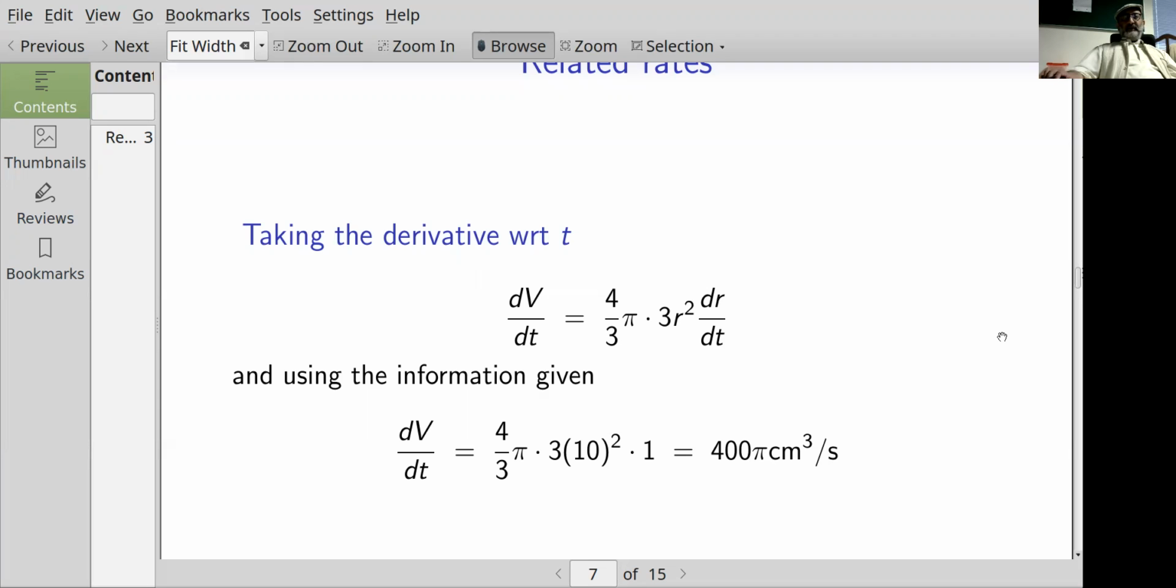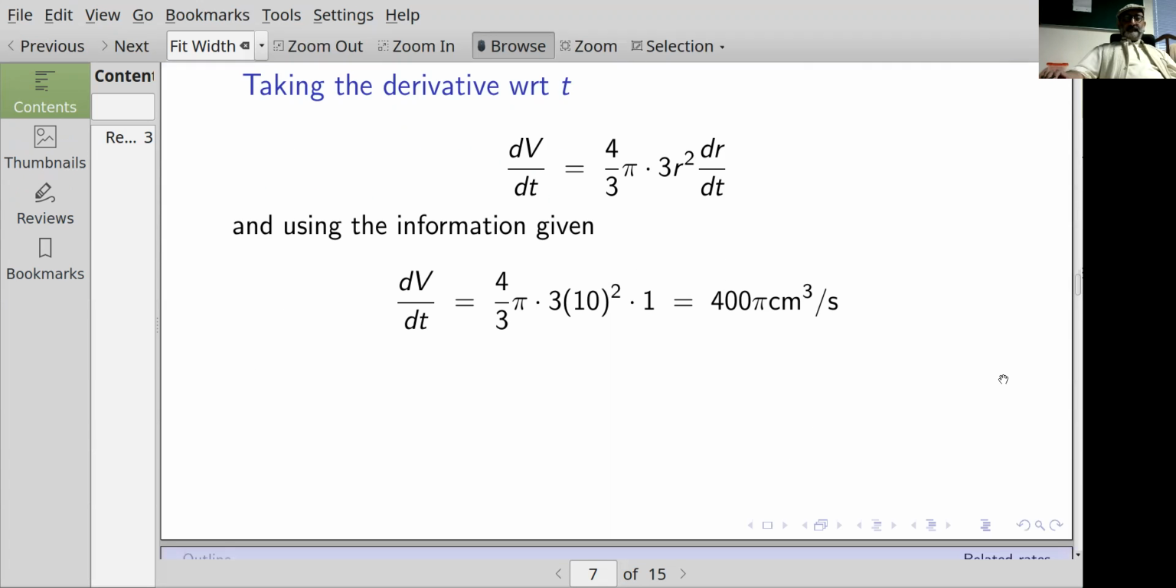Okay, then dV by dt is 4/3 pi times 3. You were told that you wanted to know what the rate was when r is equal to 10. So here put in 10 squared for r squared, times, and you're told that dr by dt is a constant rate of change, 1, so times 1. So you get 400 pi centimeters cubed per second.